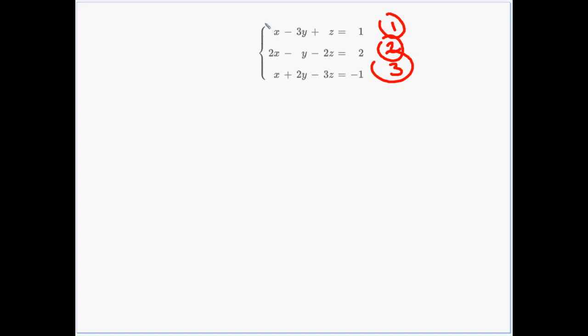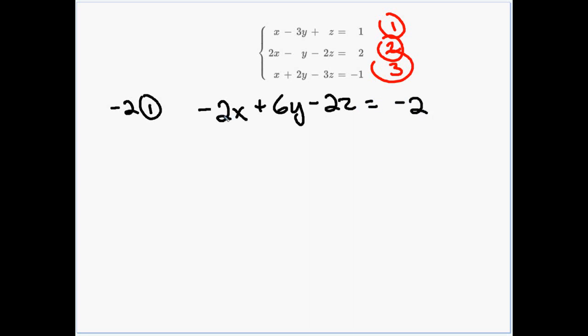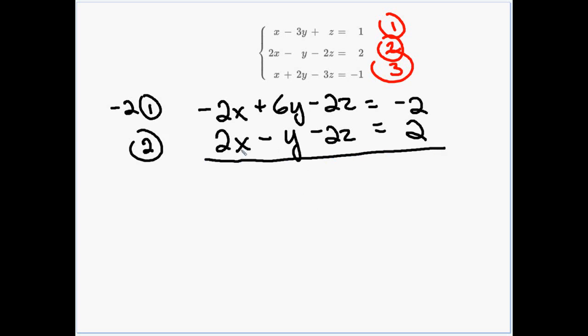If I look at equation 1, there's an x. If I look at equation 2, there's a positive 2x. So I'm going to take equation 1 and distribute a negative 2. I'm going to switch all the signs and double all the coefficients, so it's going to look like this: negative 2x plus 6y minus 2z equals negative 2. I'm going to add that to equation 2, so I'll copy equation 2 right here below. If I add these equations together, I get 0x plus 5y minus 4z equals 0.